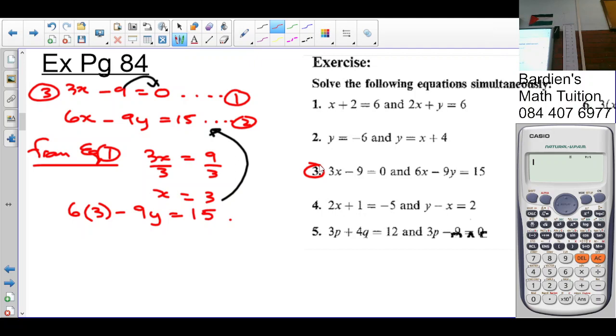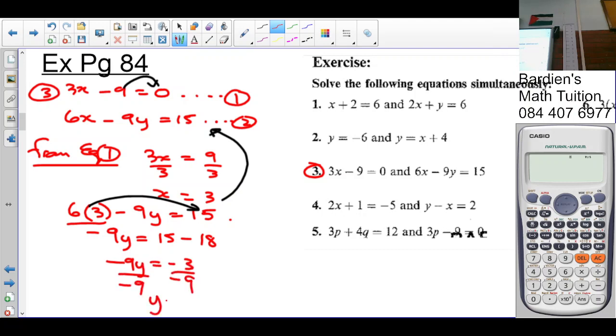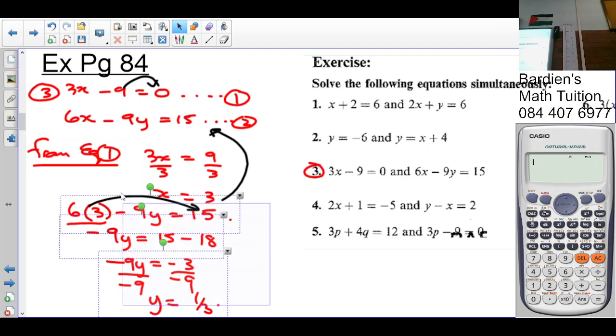Okay, so that's going to give us 18, not so? Minus 9y is equal to 15 minus 18, once we take it over the equal sign. So negative 9y is equal to negative 3. Divide by negative 9 both sides, so y is equal to? Where did you go wrong on that side? So I said plus 18. You see plus 18, okay? No problem, let's carry on.